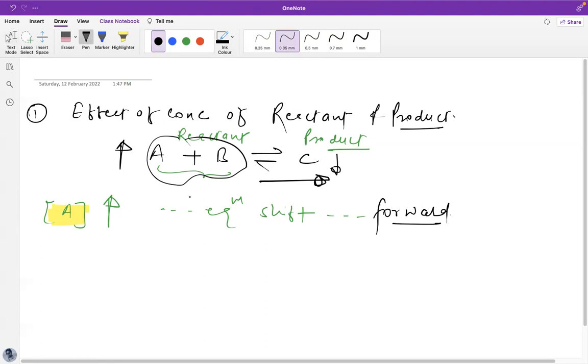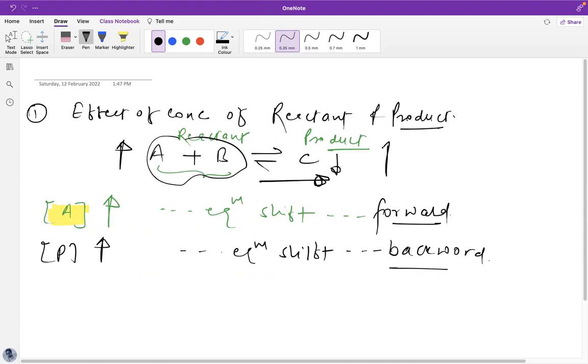Okay. Next question. What will happen if you increase the concentration of product? What should be the direction of equilibrium? Tell me. Yes, right to left. You can say directly backward or forward, in this way. Yes, it will go backward. Why? Because I'm increasing the concentration on the product side. It means reactant has a lower concentration now. So equilibrium will move in the backward direction to balance this.